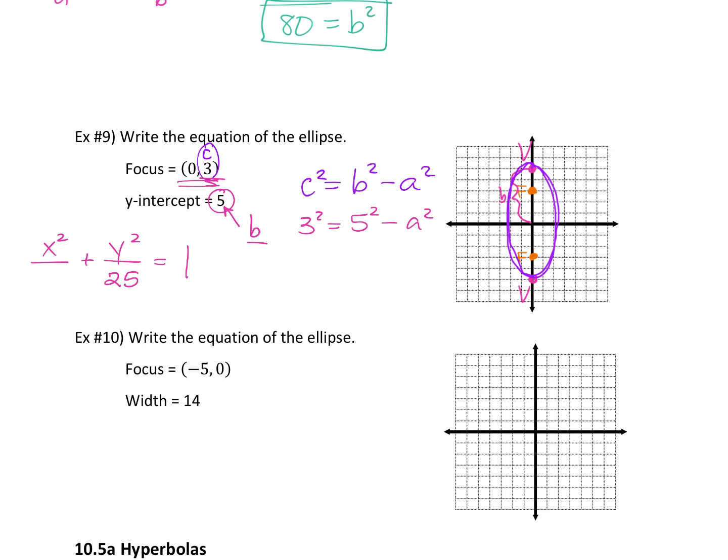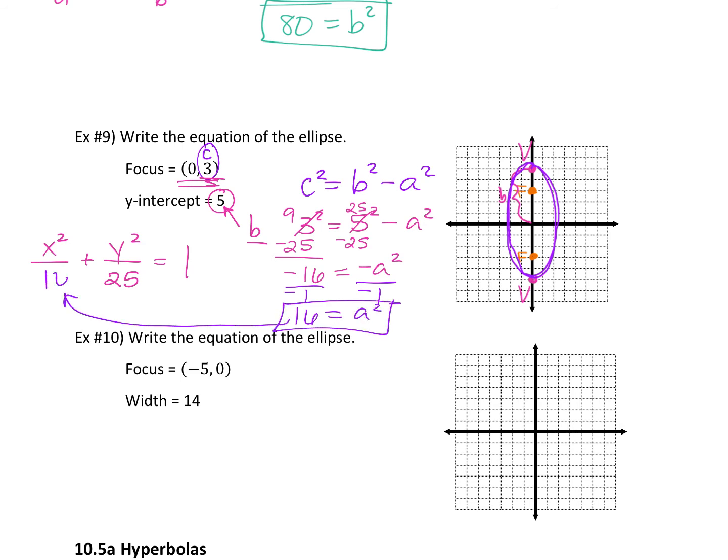So if you do, this would be 9 and 25, right? So if I take away 25 on both sides, 9 minus 25 is -16, and that's equal to negative a squared. We don't want a negative a squared, so we would just divide by -1, and you get 16 is a squared. So that is going to go right here. So your equation: x squared over 16 plus y squared over 25 equals 1.